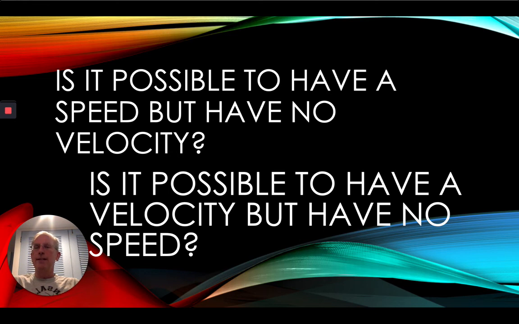A velocity is a speed and a direction. So if you have a velocity, you've got both, right? This is a square and a rhombus problem. All squares are rhombuses, but not all rhombuses are squares. So if you have a velocity, you definitely have a speed. But if you have a speed, there are some special cases where you do not have a velocity at the same time.